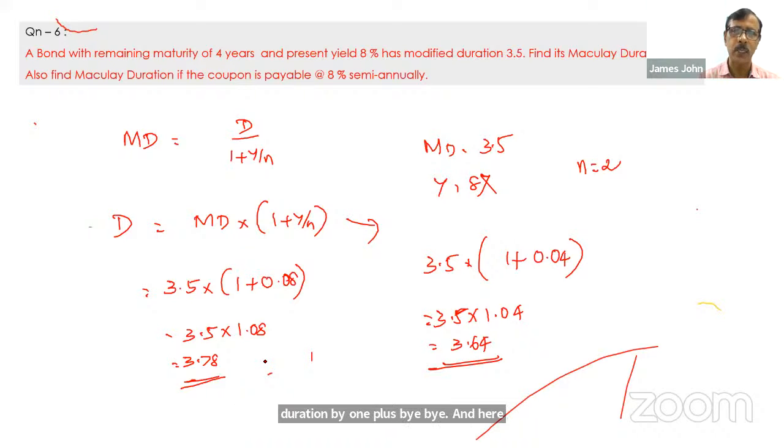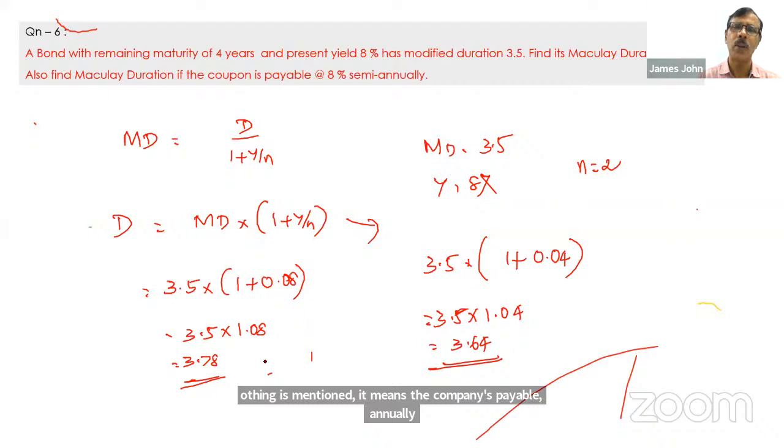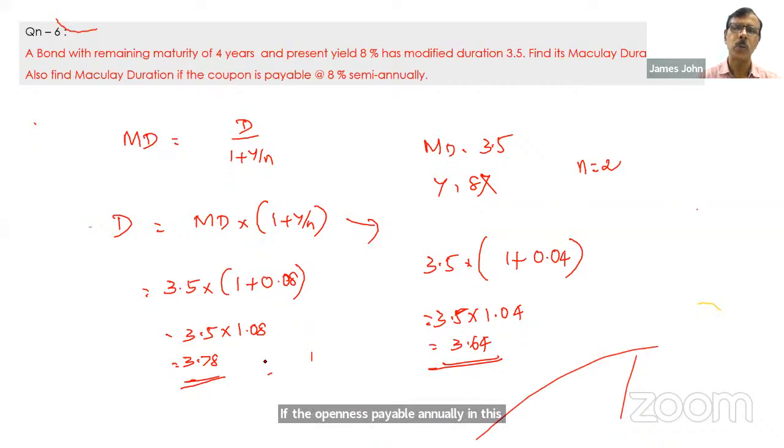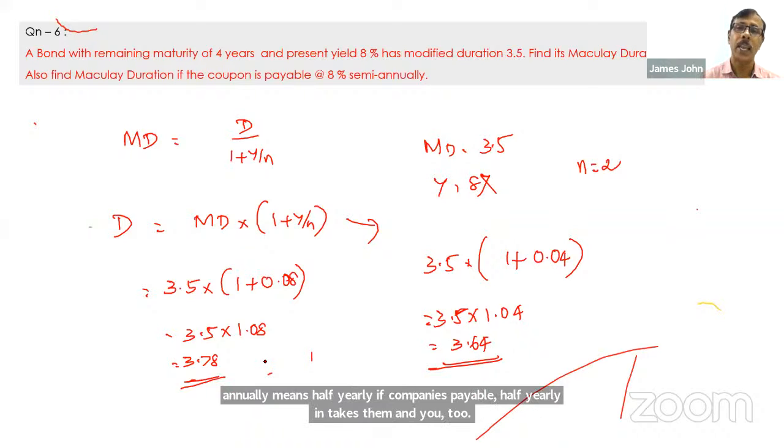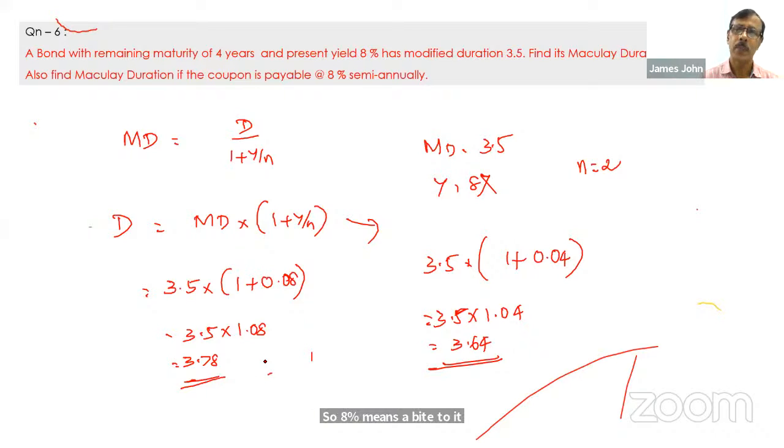Here the modified duration is 3.5 and the yield is 8%. If nothing is mentioned, it means the coupon is payable annually, and then n is 1. So 3.5 into 1.08 gives the answer. In the second situation the coupon is payable half yearly. Semi-annually means half yearly, so n takes the value 2. So 8% means 8 by 2, which is 4%, that means 0.04. So it is 3.5 into 1.04, and you will get 3.64. So we don't want to change n there.